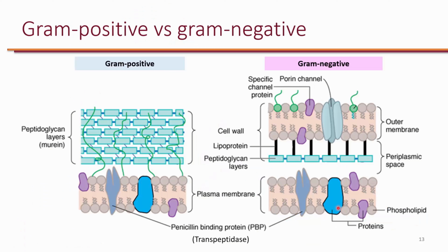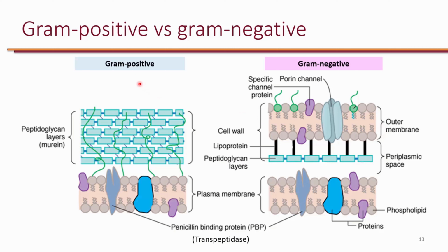In this picture, we're looking at the cell wall of gram-positive and gram-negative bacteria. The primary difference between gram-positive and gram-negative organisms is the outer membrane that exists in gram-negative organisms. So there are two layers in the gram-negative cell wall. There is the plasma membrane, followed by a tiny layer of peptidoglycan, and then the outer membrane.